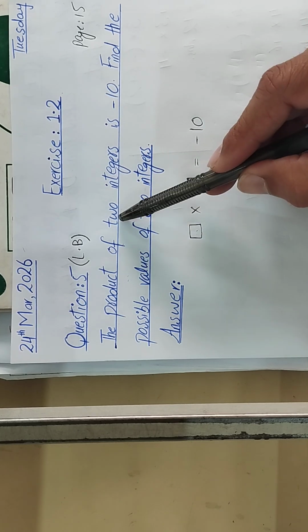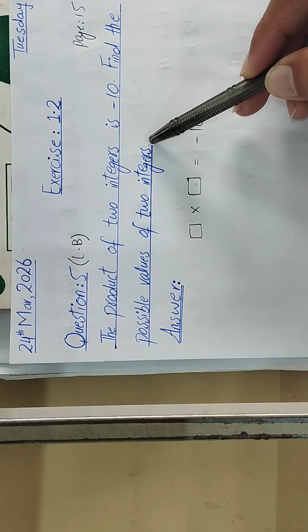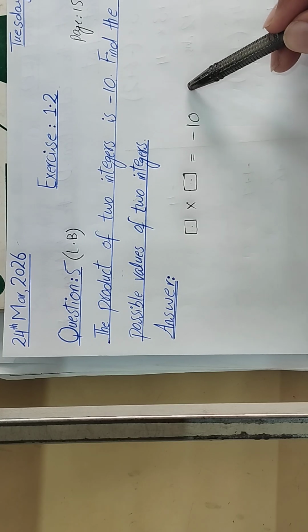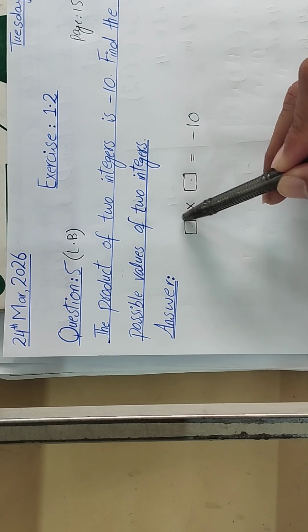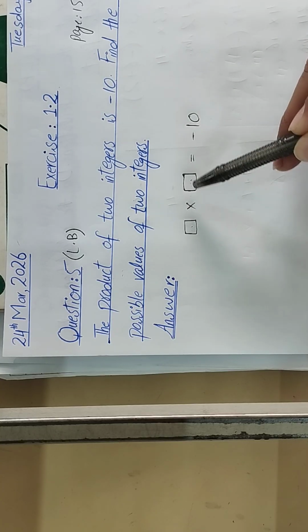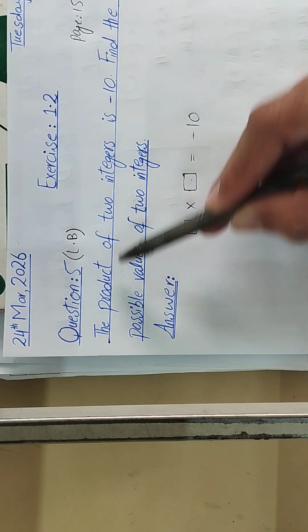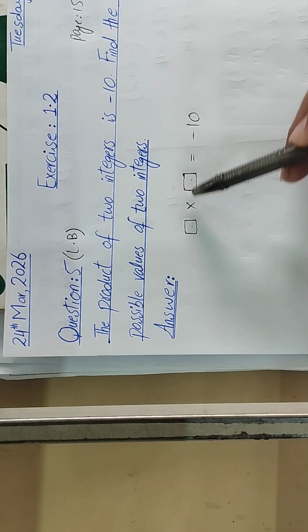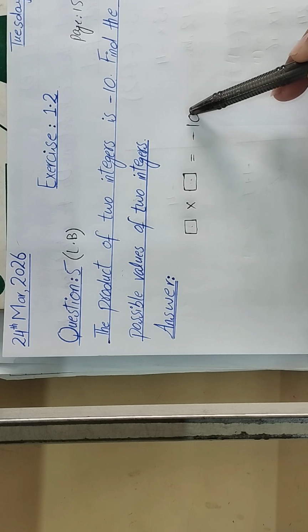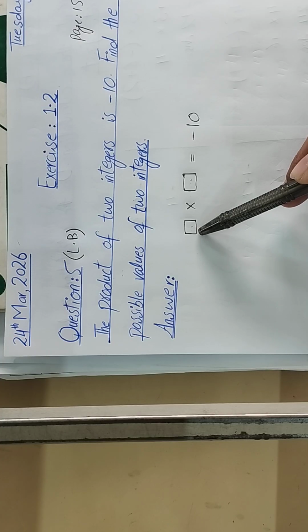This means that when we multiply two integers, we get minus 10 in the answer. What are those two integers? To understand this statement, we can change it into mathematical form like this. These two are the missing numbers. When we multiply them, we get minus 10. The product of two integers is minus 10. Product means multiply. These two are the missing integers. When we multiply them, we get minus 10 in the answer. What are these integers? We need to find these missing integers.